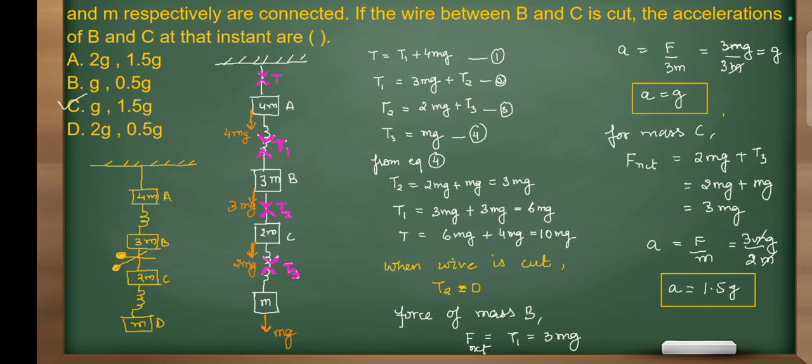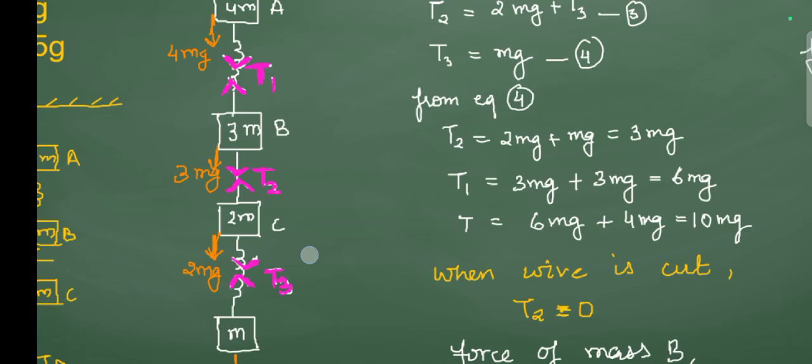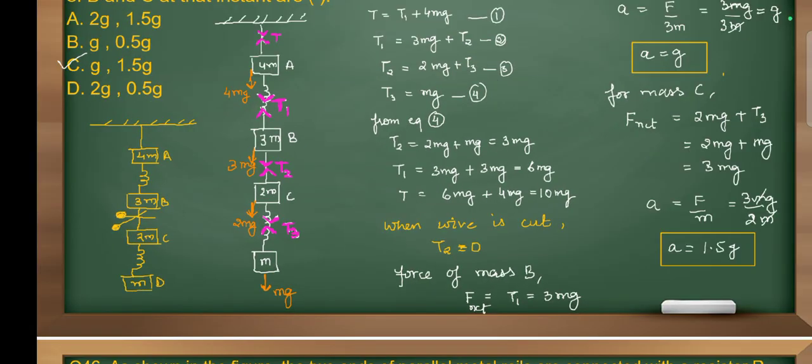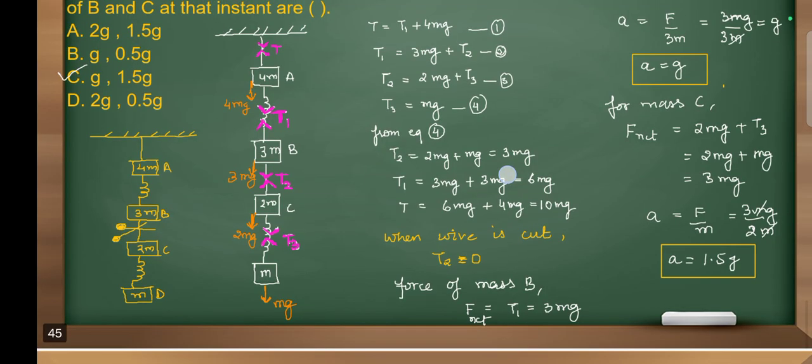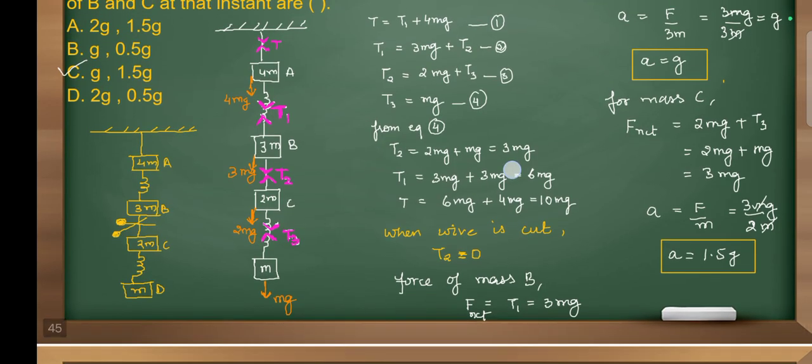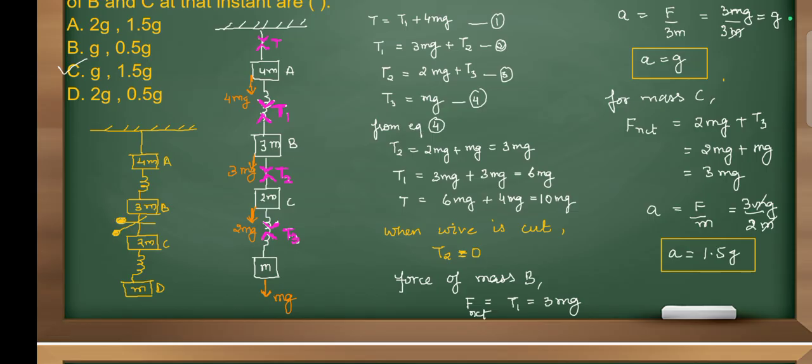So the net force acting on 4m mass is, that is T is equal to T1 plus 4mg, and next the net force acting on 3m mass is T1 is equal to 3mg plus T2, and the net force acting on 2m mass is T2 equal to 2mg plus T3, and the net force acting on mass m is T3 is equal to mg. So when we solve these equations, we will get T2 is equal to 3mg, T1 is equal to 6mg, and T is equal to 10mg.